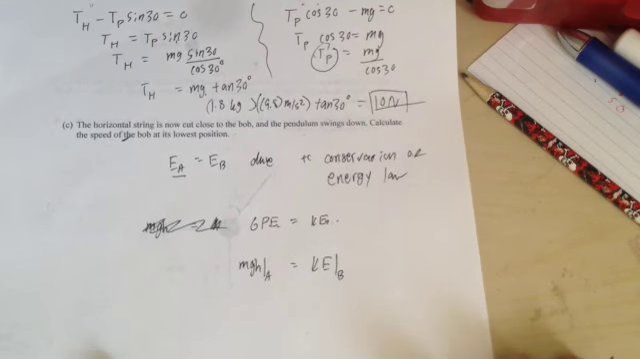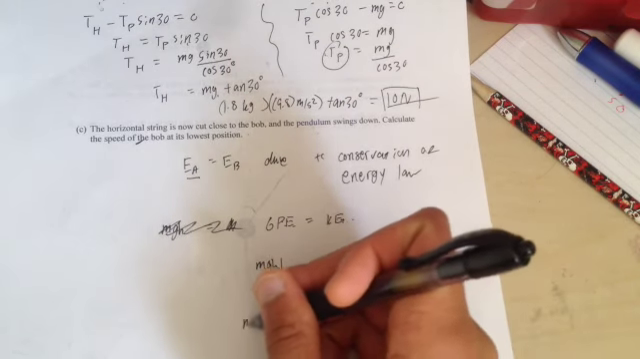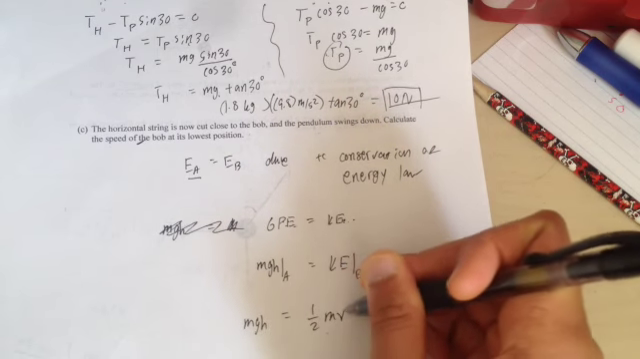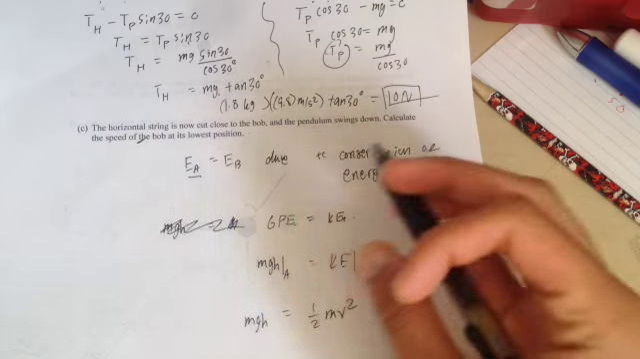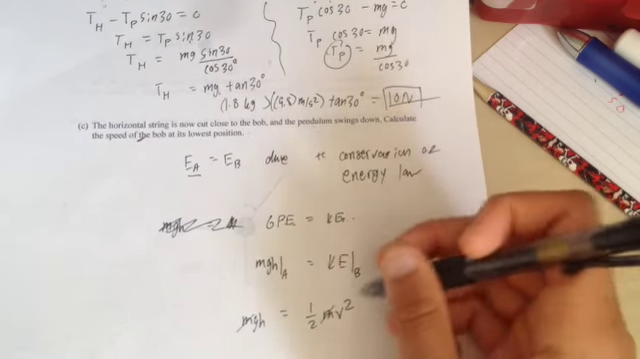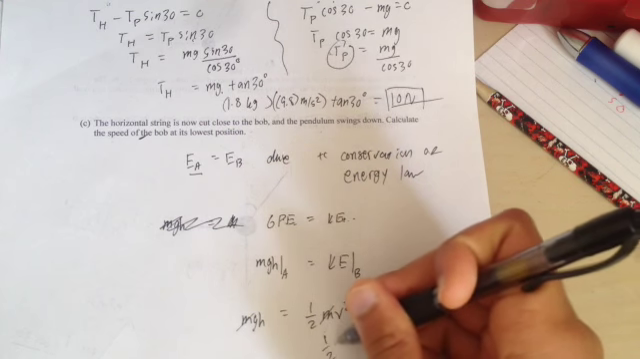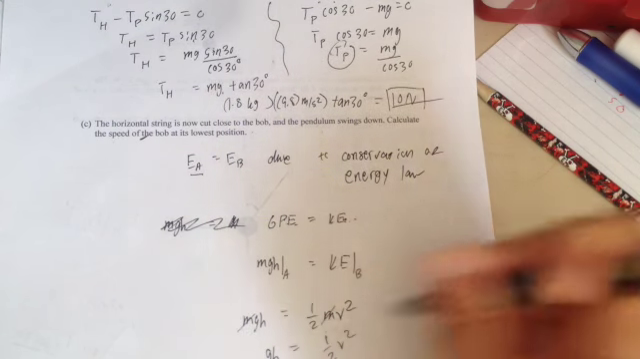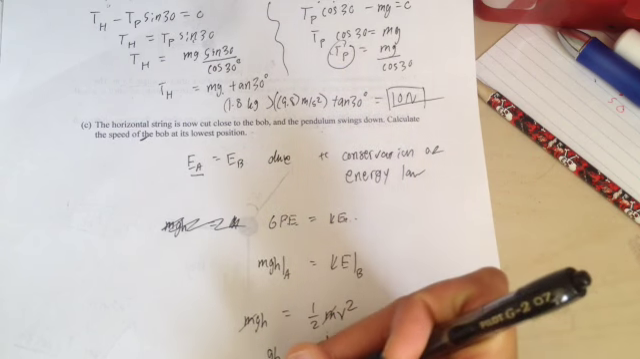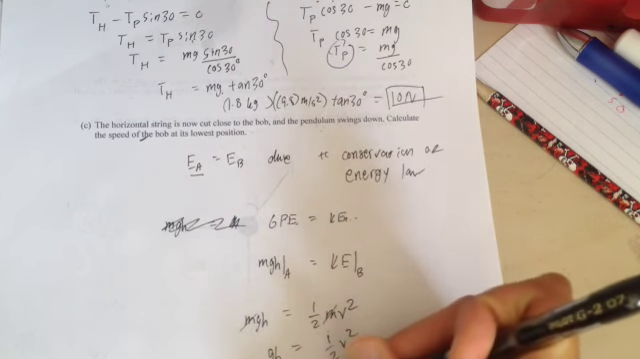And now we can solve for this. We know gravitational potential energy is mgh, and kinetic energy is 1/2 mv squared. And we can cancel out the masses since that does not change in this equation. So we're going to have 1/2 v squared is equal to gh. In other words, v squared is equal to 2gh, and v is equal to root 2gh.